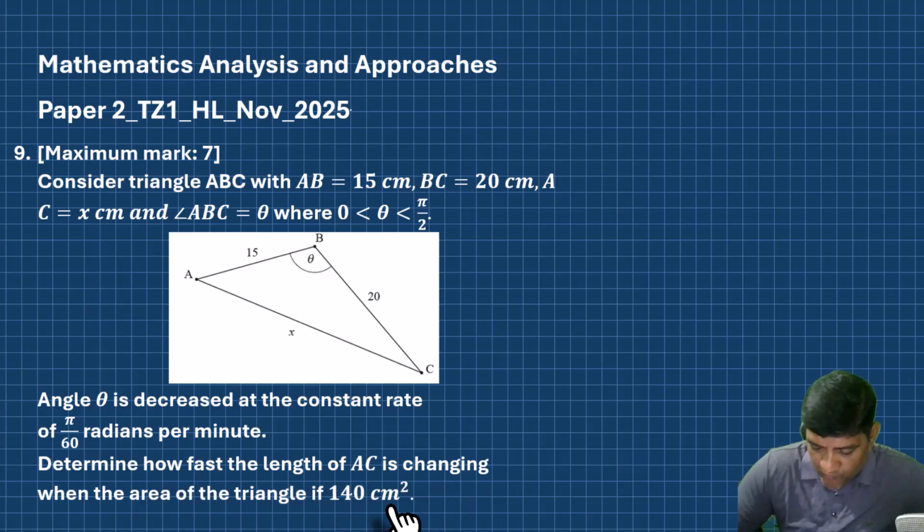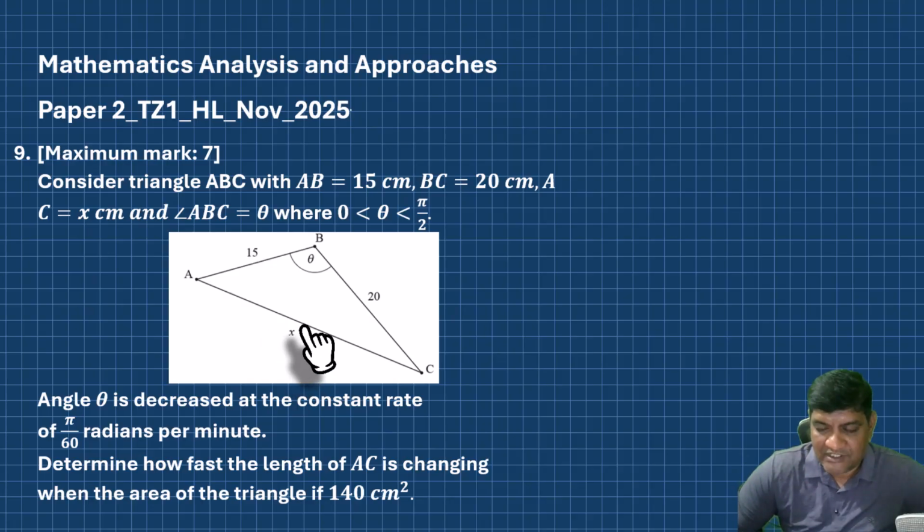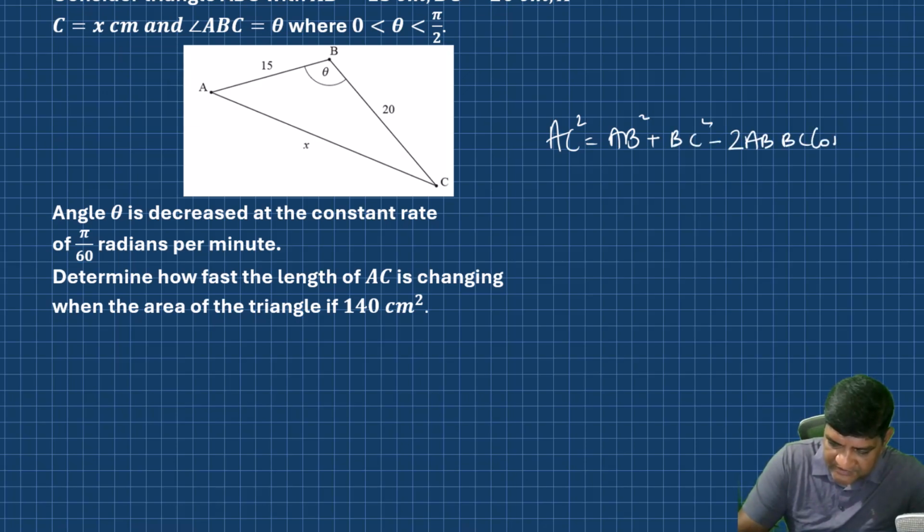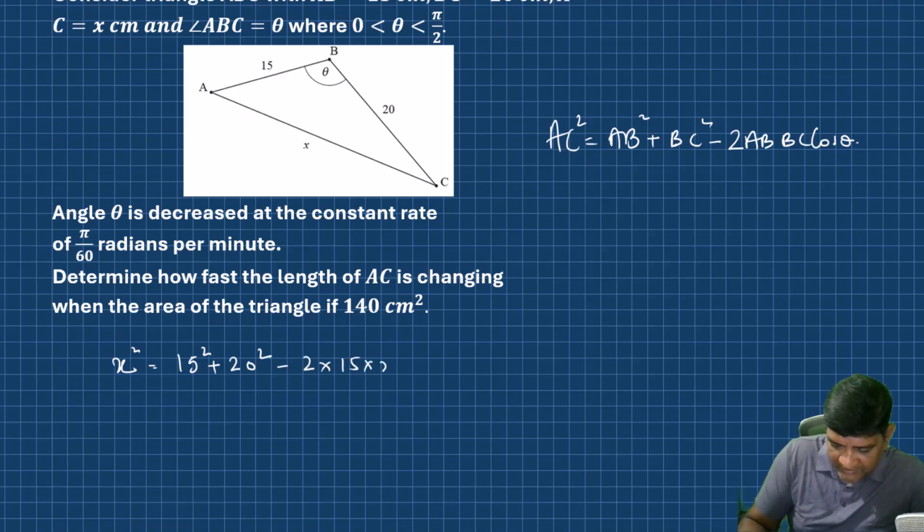What we're going to do is to use a cosine rule to create an equation on x, and after that I'm going to be finding the rate of change of x by differentiating it with respect to t. So I know by applying cosine rule, I can write AC square as equal to AB square plus BC square minus 2AB into BC cos theta. So I'm going to do that here. So x square is simply going to be equal to 15 square plus 20 square minus 2 times 15 into 20. And then we have a cos theta.